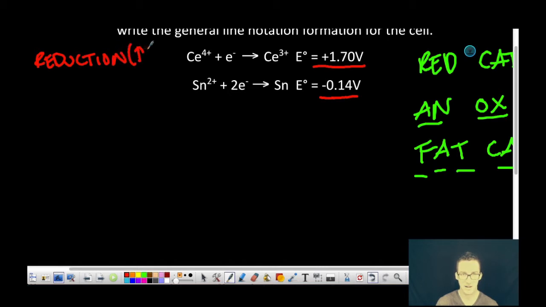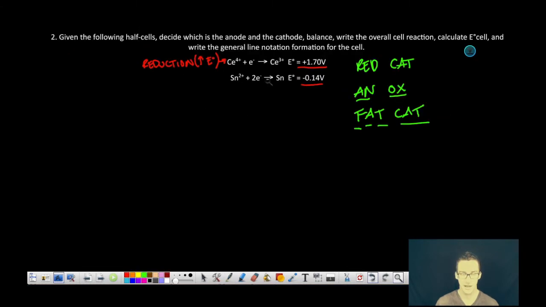It's got a higher standard cell voltage. So reduction is going to be here, which means that oxidation is going to happen in the other half cell. Now, keep in mind the reaction is written as reduction, so when we write out our galvanic cell here, we're going to have to flip that reaction.